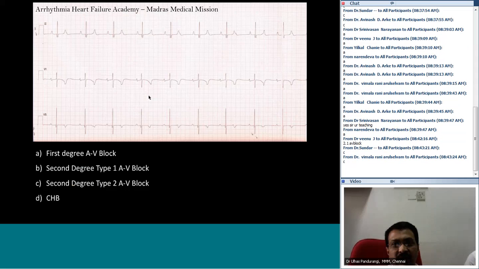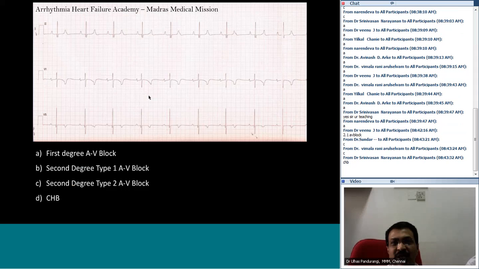Sundar, I'm telling you it is wrong. Vimala. Srinivasan Narayanan makes the diagnosis of CHB. Srinivasan, is it because many people made the wrong diagnosis and that is why you said CHB? Or tell me why you think it is CHB?